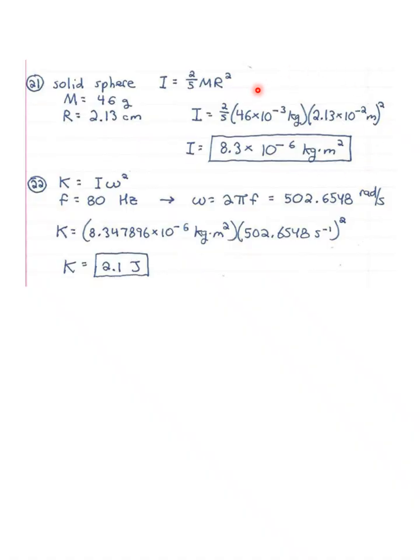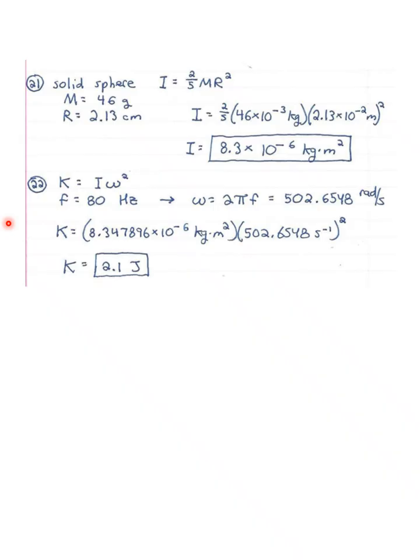So 46 grams is 46 times 10 to the negative 3 kilograms. Then we have 2.13 centimeters. We can say that's 2.13 times 10 to the negative 2 meters. Be sure to square it, and we get a moment of inertia of 8.3. You can see down below here, it's 8.347896. But to give the answer to number 21 with two significant figures, that's 8.3 times 10 to the negative 6 kilograms meters squared.